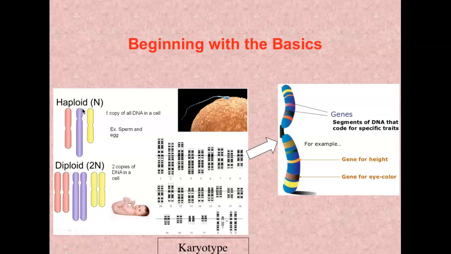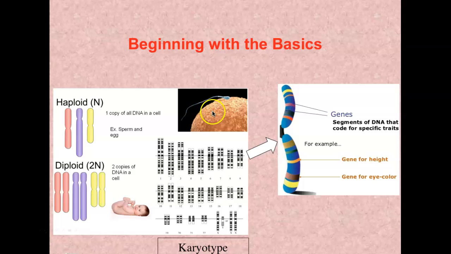Haploid cells are cells that contain one copy of every chromosome in a cell. A great example of haploid cells would be sperm and egg cells. These are the cells that we are going to be primarily focusing on in this video, because meiosis is literally the production of sex cells. Those sex cells are called haploid cells because they only have one copy of every chromosome. If you look here at my picture, you see a sperm and an egg cell, and each of these contains a total of 23 chromosomes.